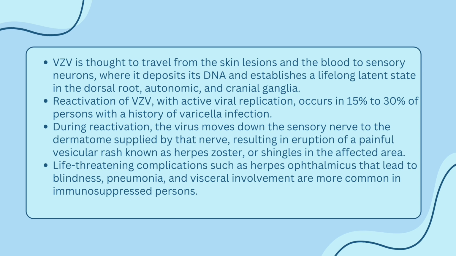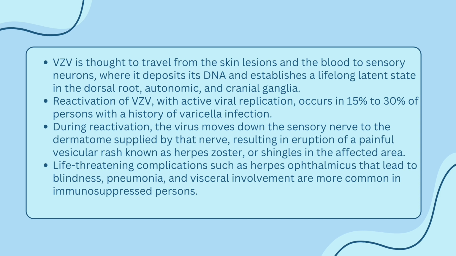VZV is thought to travel from the skin lesions and the blood to sensory neurons, where it deposits its DNA and establishes a lifelong latent state in the dorsal root, autonomic, and cranial ganglia. Reactivation of VZV with active viral replication occurs in 15% to 30% of persons with a history of varicella infection.